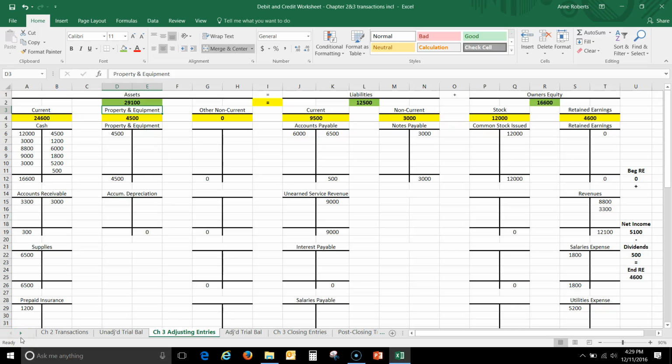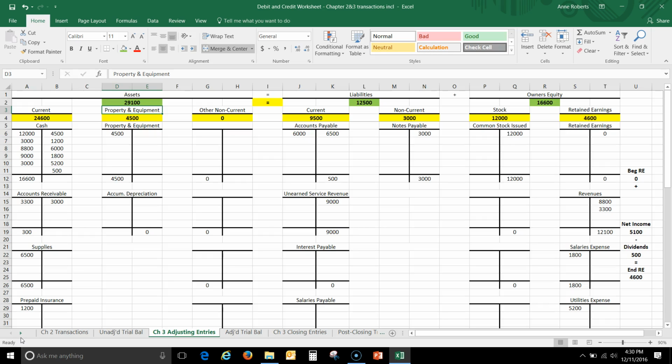Okay, let's take a look at the Chapter 3 Adjusting Journal Entries, and I'm going to start on page 137. All right, so let's take a look at adjustment number 1. It's an accrued revenue, which means that we've earned the revenue, but we have not been paid for it yet. So look at the description here.